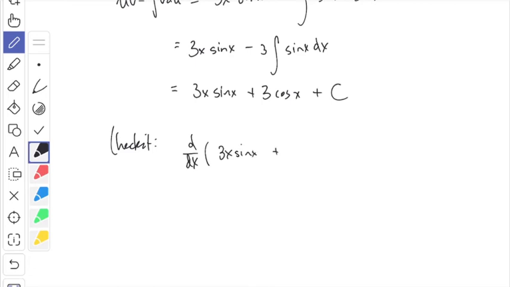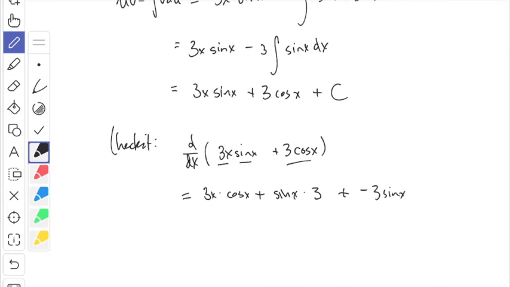3x sine x plus 3 cosine x. What will we get? So in 3x sine x, you have to use the product rule. This is not a surprise. The integration by parts is based on the product rule. So if you are checking your answer and you did integration by parts, it will always result in doing a product rule. So I go the first thing times the derivative of the second thing, plus the second thing, sine x, times the derivative of the first thing, which is 3. And then plus the derivative of 3 cosine x is negative 3 sine x.